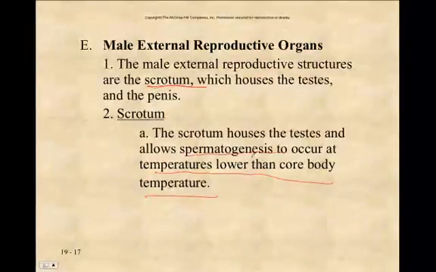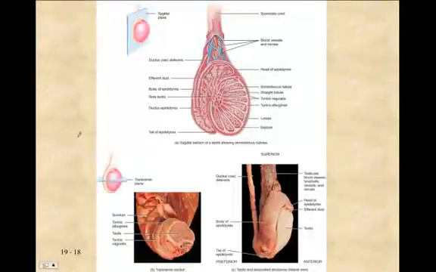If the environment is too warm in the testes, there are muscles like the cremaster muscle, which will allow the testes to move farther away from the body so that they can cool themselves off. And if the testes are too cold, they'll pull in closer towards the body to help maintain that ideal temperature for spermatogenesis. So that's the main function of the scrotum: to maintain that ideal temperature for spermatogenesis.